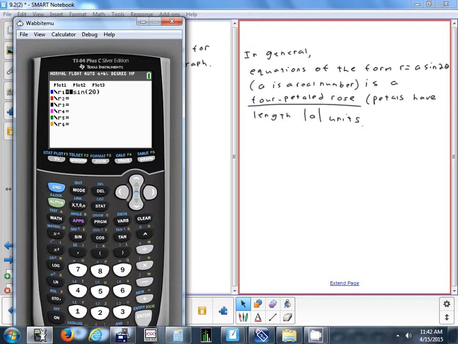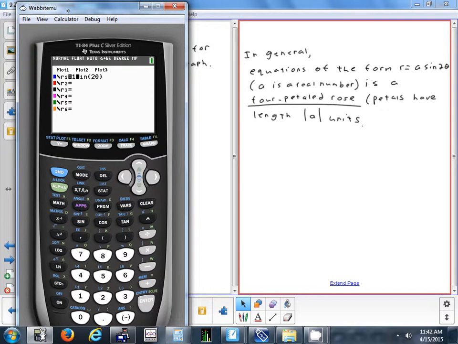Right? So if you put in something like 10, so you're going out on a date, you want to get somebody really big roses, you should hold up your calculator screen, put in a 10, they'll be really impressed with you. There you go. So there's your 4-petaled rose, a little bigger. Okay, the distance here you're measuring is from the origin right to that tip. That's 10 units.